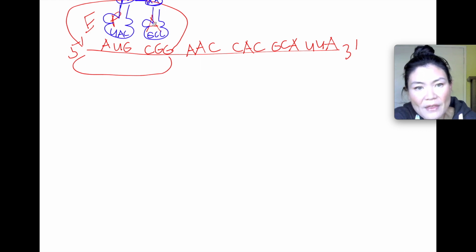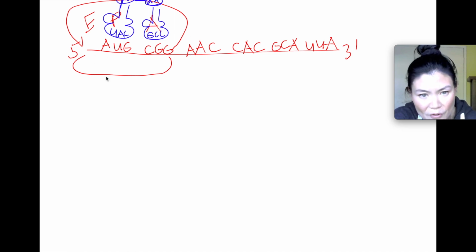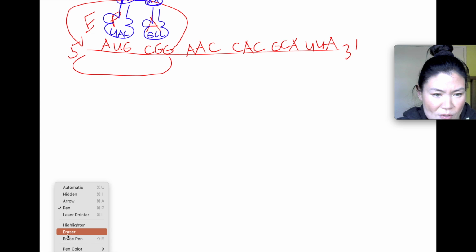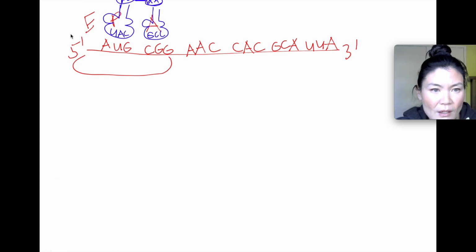And then next, the ribosome is going to move over, or actually the mRNA is going to shift over. So should I draw this again? Or maybe I can just erase the ribosome. I'm going to grab my eraser tool. Oh, nice. That was pretty easy.